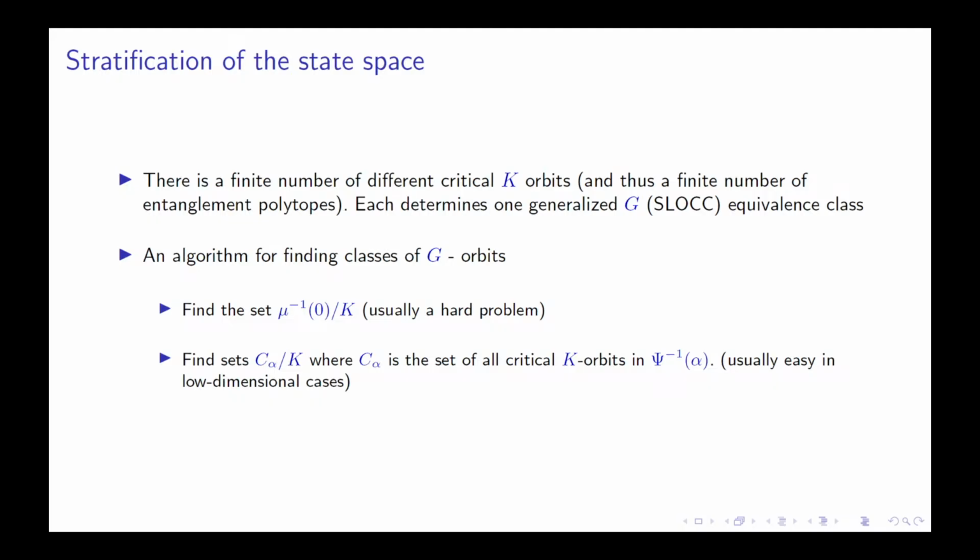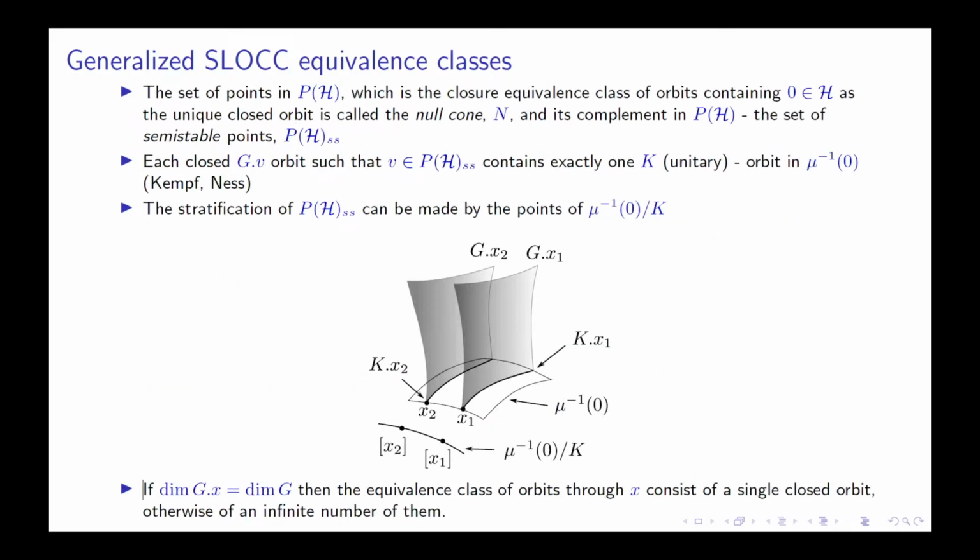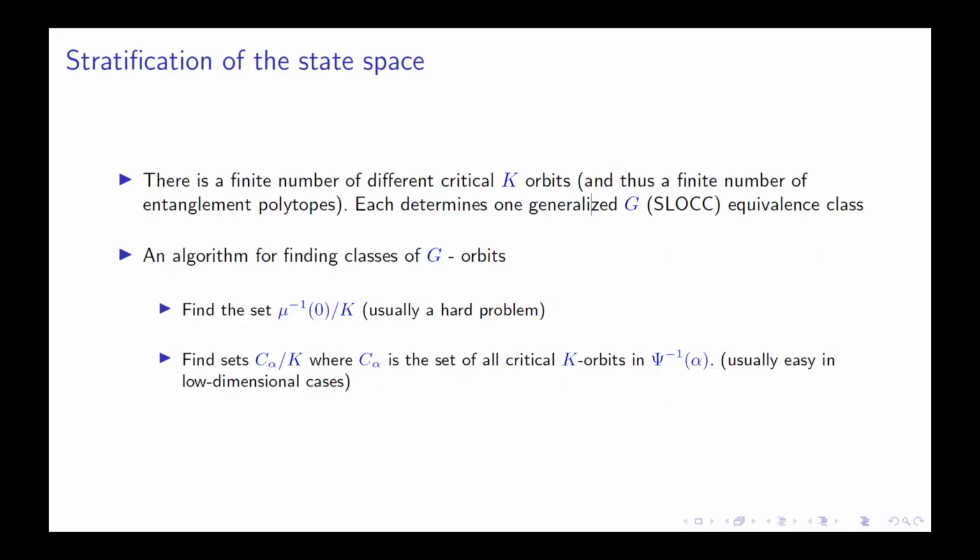And then an algorithm for finding these classes is defined as this set. This is usually a hard problem numerically. You then find the set of all critical orbits in psi minus half. Psi was, as you remember, this mapping. But this can be done in the low-dimensional cases, and we did it. There are some results which I didn't put in here.